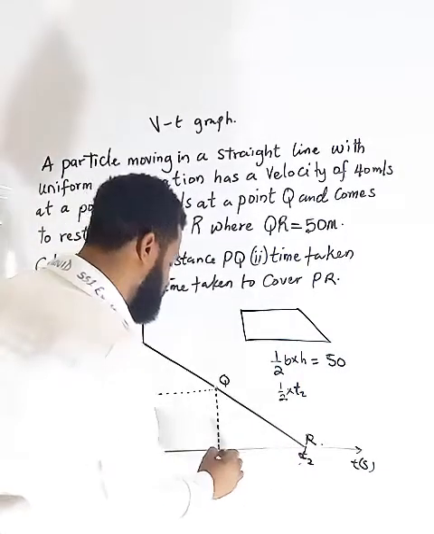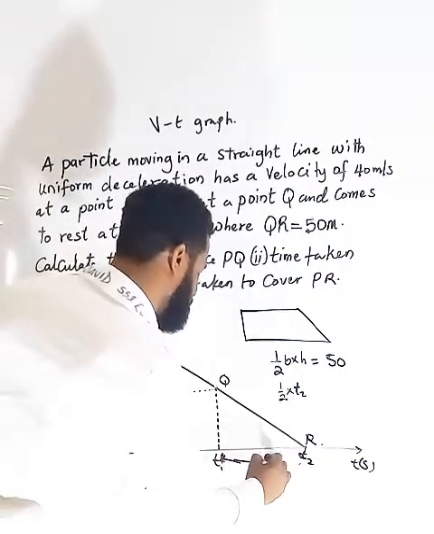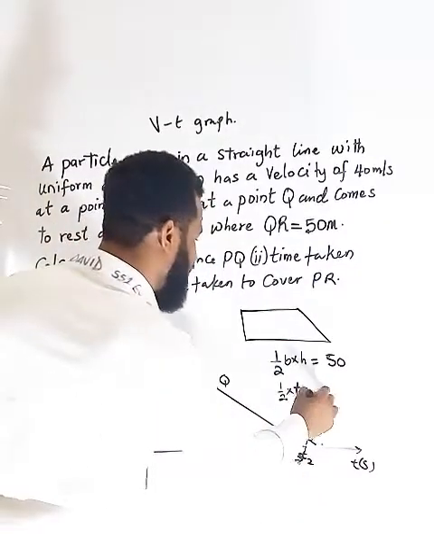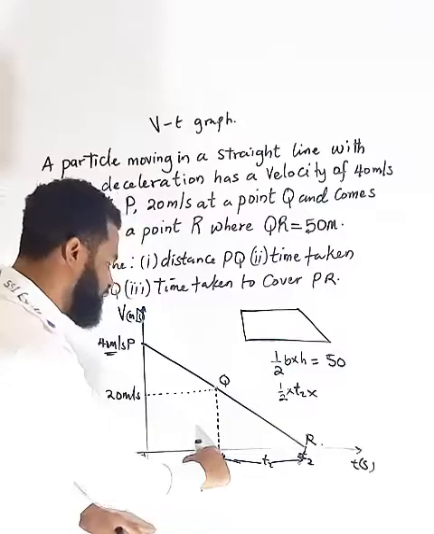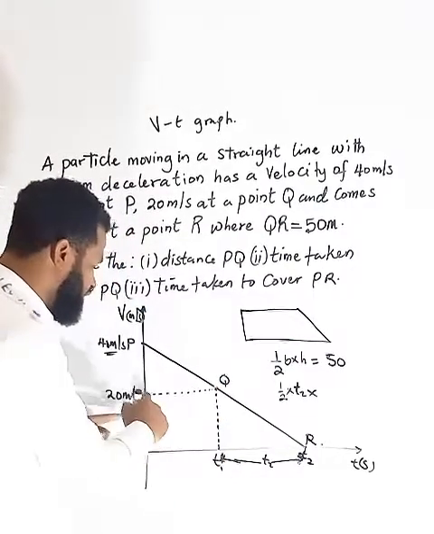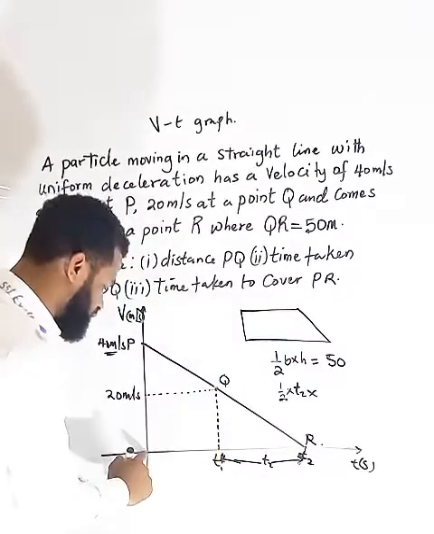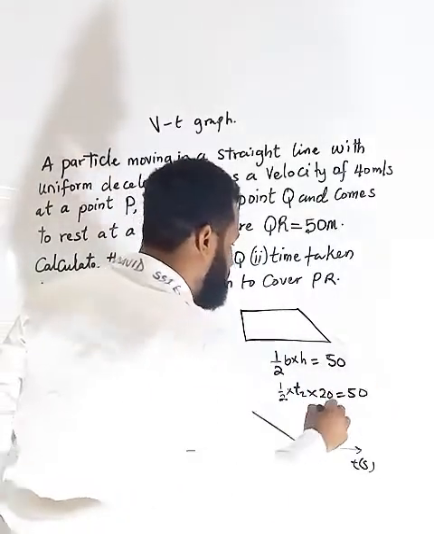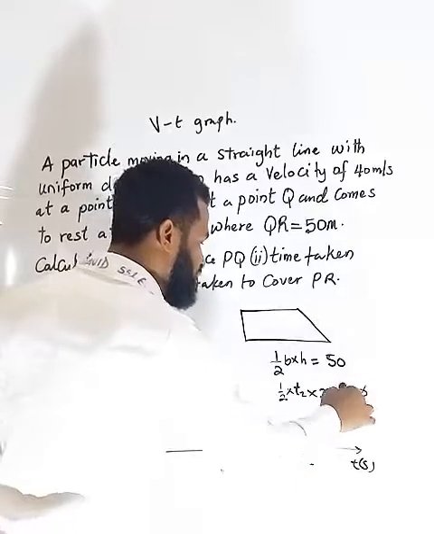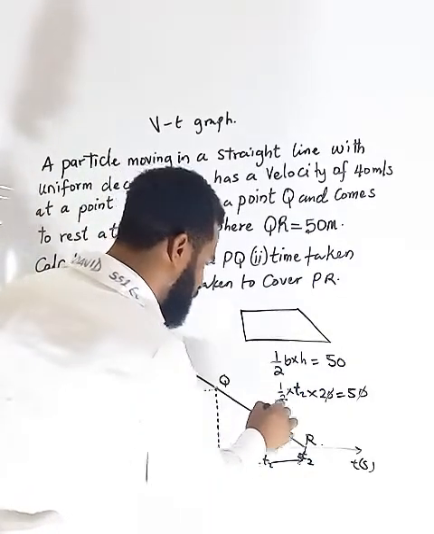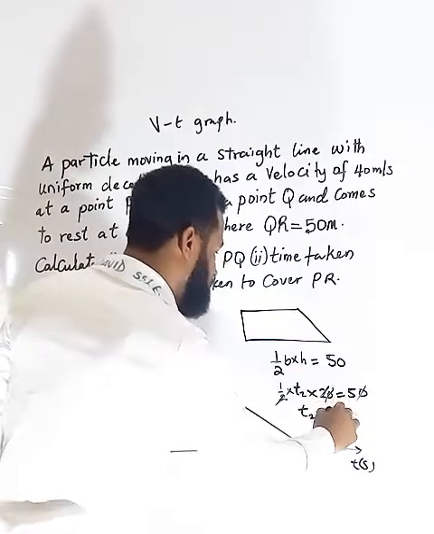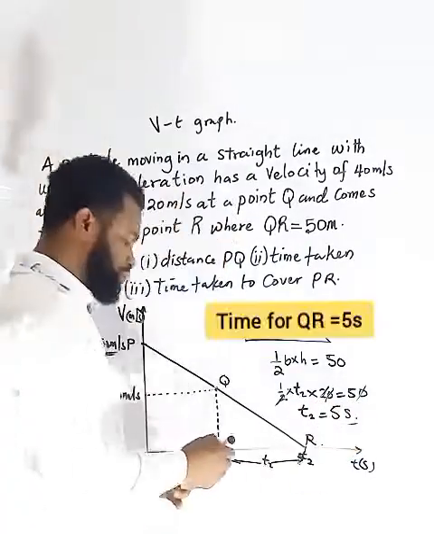Now, T2. This T2 times the height is from here to here. And since this thing is a rectangle, from here to here is the same thing as from here to here. And that height is 20, is equal to 50. So we cancel this 0, then we cancel 2, then we say that T2 is equal to 5 seconds.